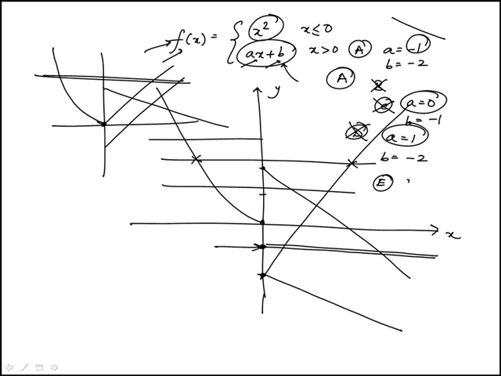And finally, A is 1, B is 2. Positive slope, positive y-intercept. So something like this. Again, here there will be 2 intersections. So E is out, and the answer, as I said earlier, is A.